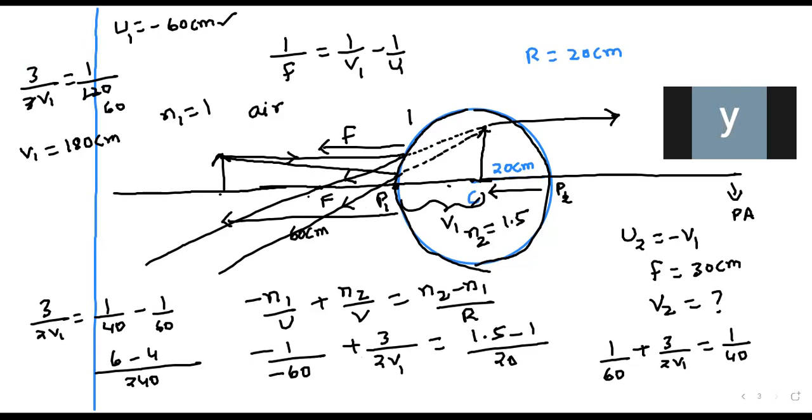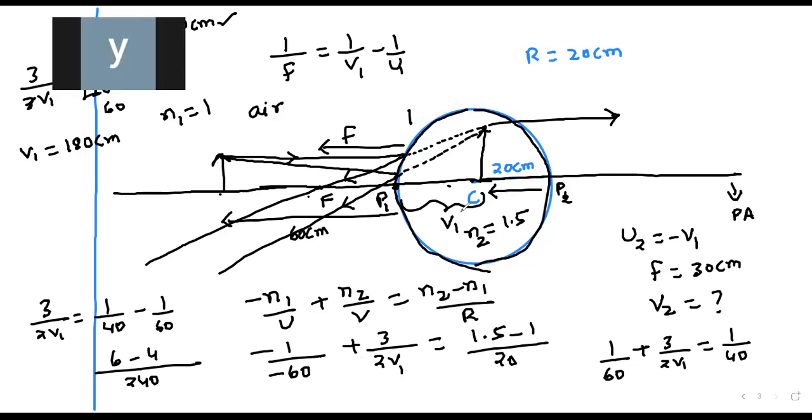Now this V1 will act as an object. Now the light ray is moving from the lens to air. So minus 3 by 2 by the object distance, that is minus 180, plus 1 by V2 is equal to 1 minus 3 by 2 by R. Here it will be 1 minus 3 by 2 by minus R, because for the second spherical surface, R2 will be negative.